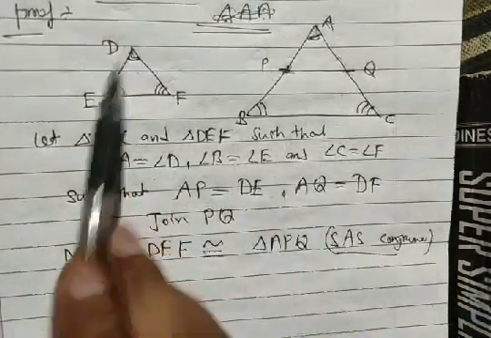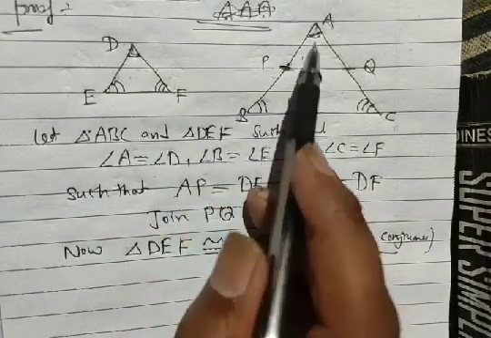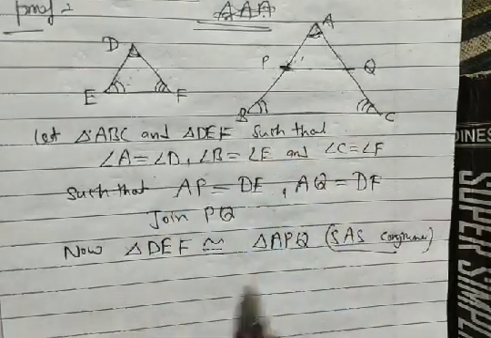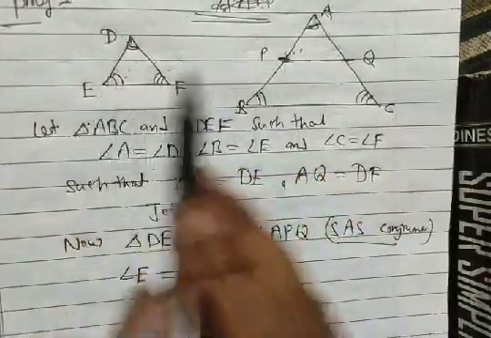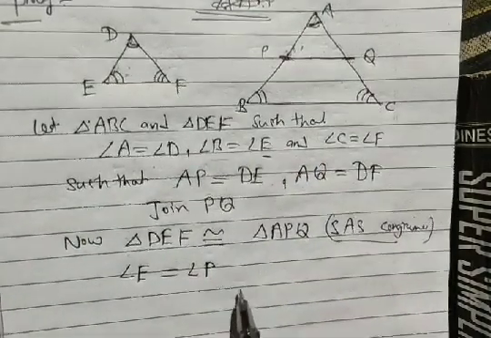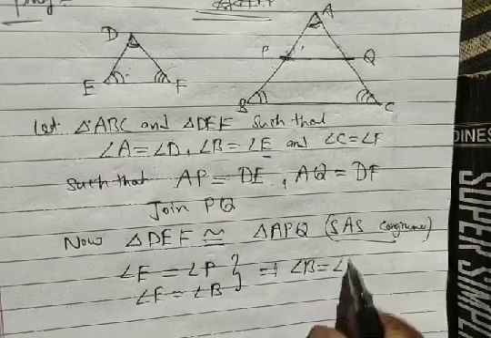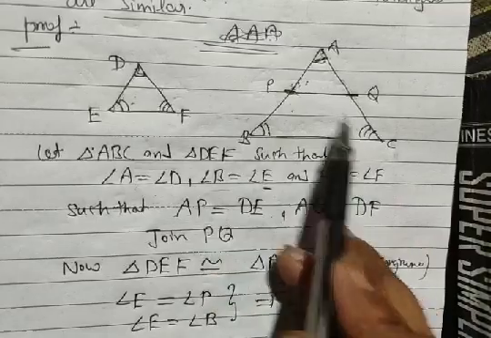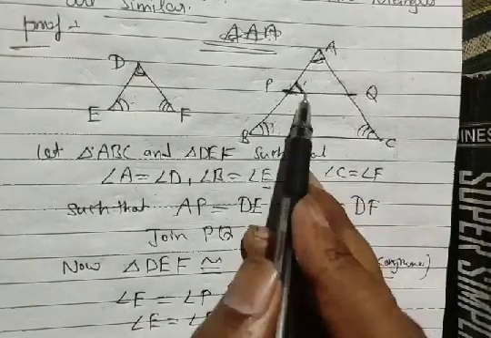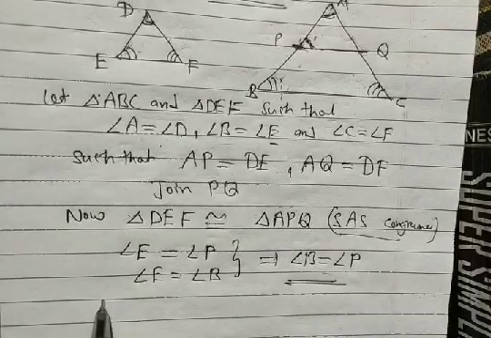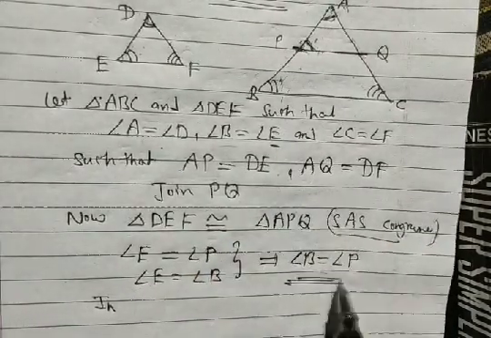Now triangle APQ is congruent to triangle DEF. Since the triangles are congruent, angle E is equal to angle P. But angle E is already equal to angle B. This implies angle B is equal to angle P. Now in triangle ABC, angle P is equal to angle B, and these are corresponding angles.